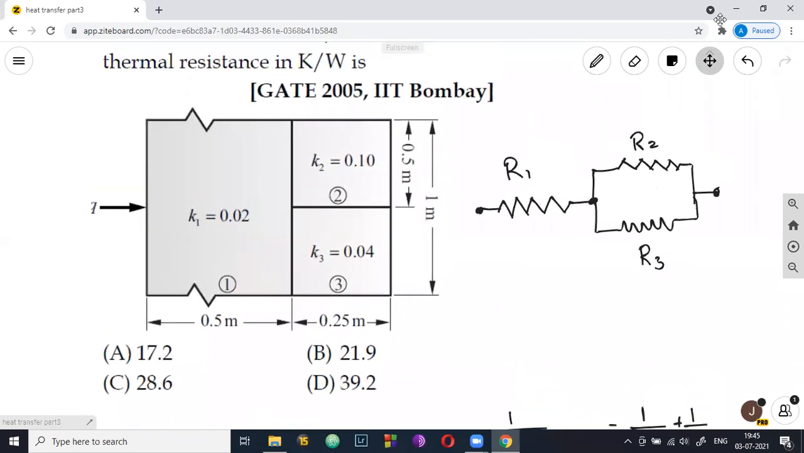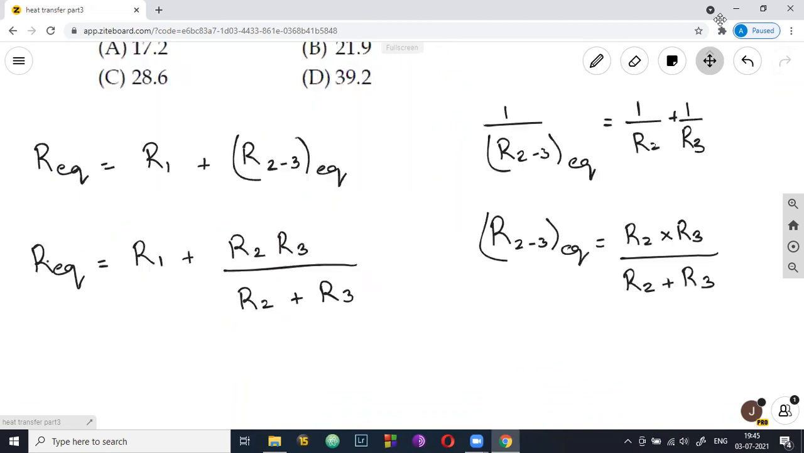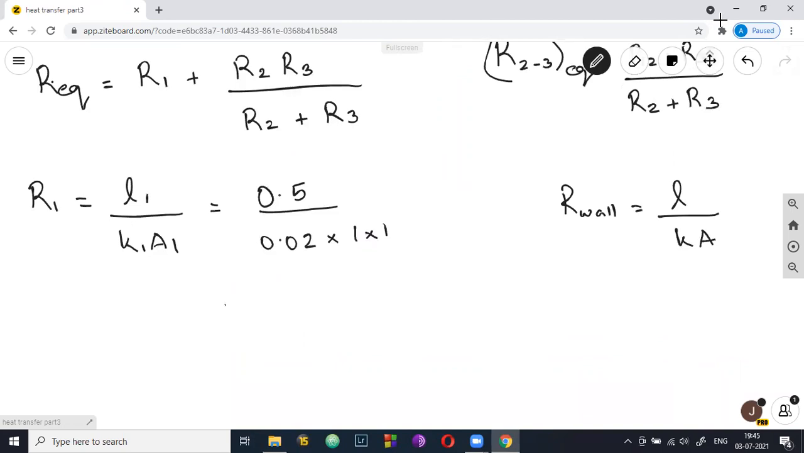See, how did I say 1 into 1? This is the entire wall, right? So the height of the wall is 1. The depth of the wall, perpendicular to the page, is 1. Are you getting this? Now we just have to solve it out. So the answer comes out to be 25 Kelvin per watt. The unit of resistance is Kelvin per watt.